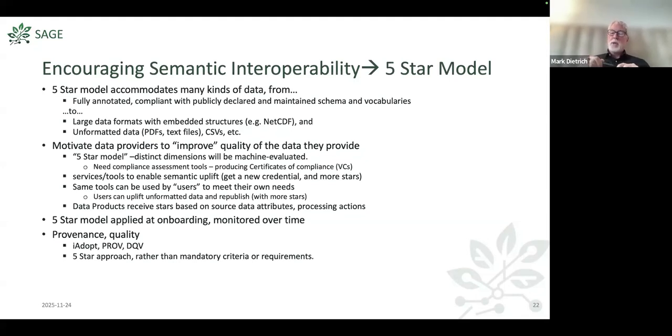In general, what will happen is we'll produce certificates of compliance. So if there is compliance with a particular metadata standard, we can check that, and then we can issue a verified credential that can show that a certain standard, the OGC standard, is being complied with. I'll skip on in the interest of time.